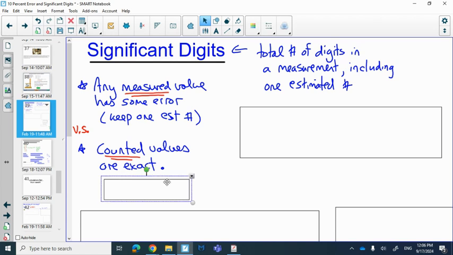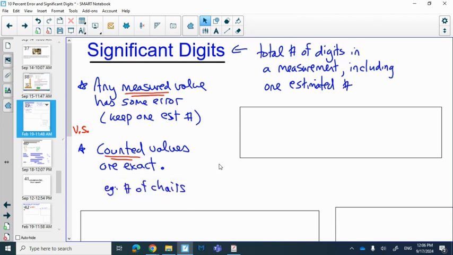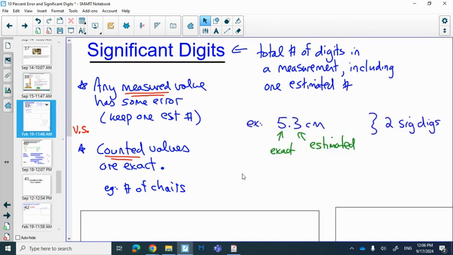Versus if you're counting something, counting numbers are considered exact. So if you had like 6 chairs in a room, you don't limit your other measurements and calculations and so on only to one significant digit because you just had a 6, right? 6 is just one number, but it doesn't count really for number of significant digits, okay?